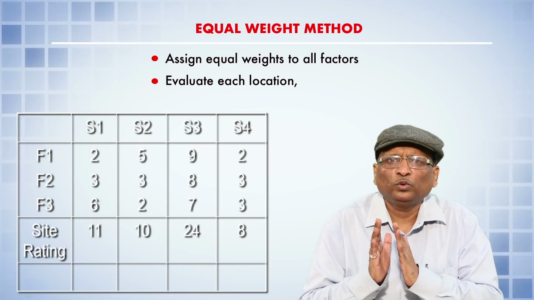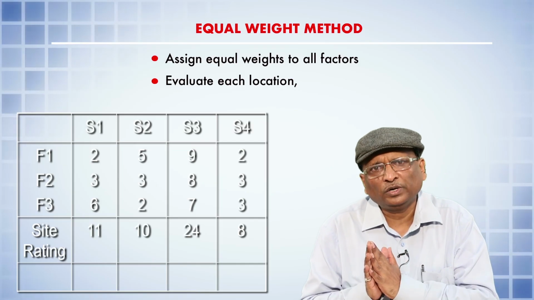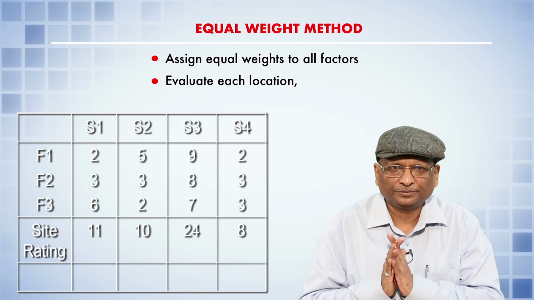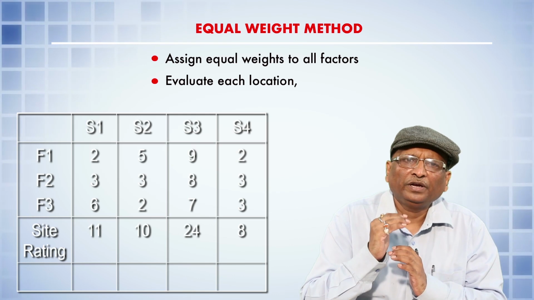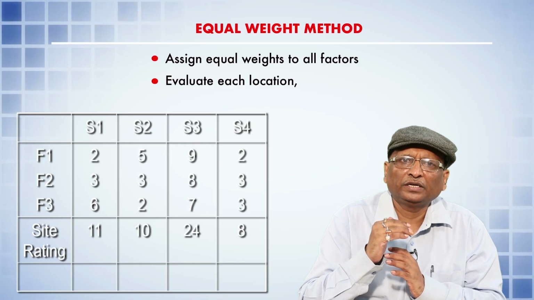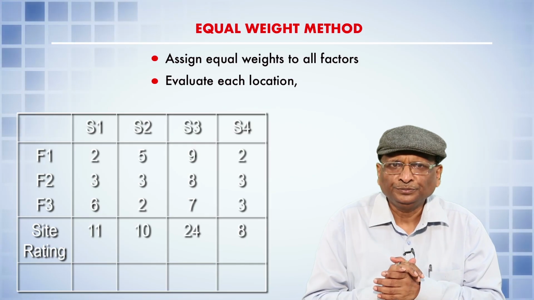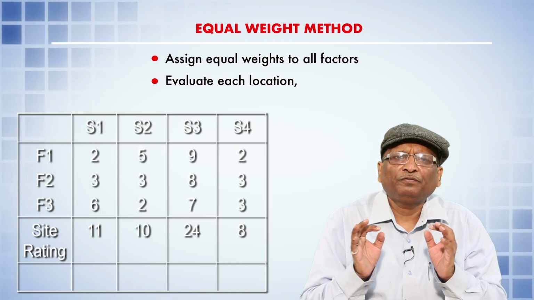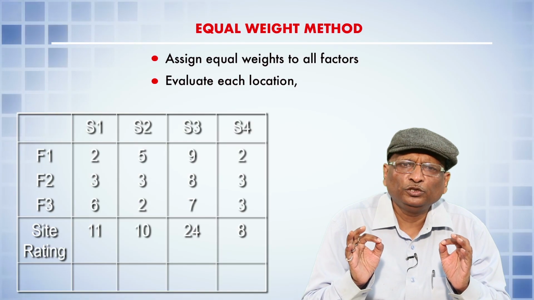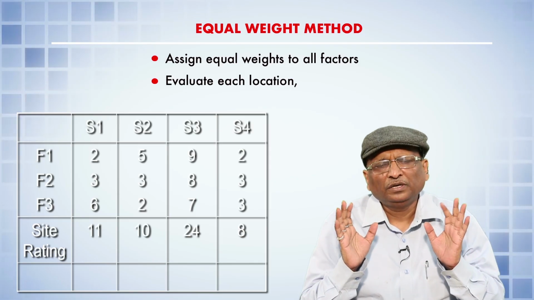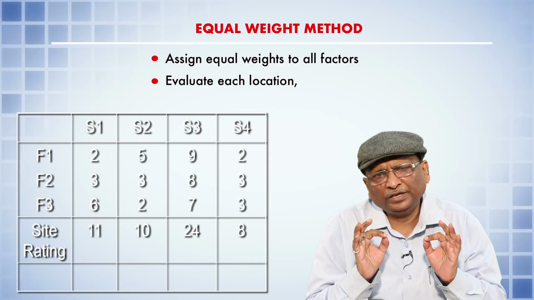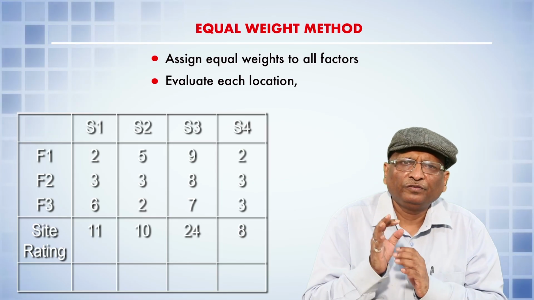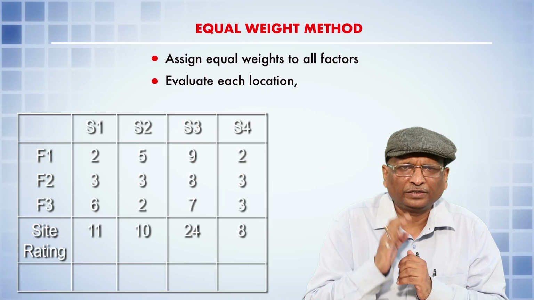S1, S2, S3 and S4 are the alternative location sites. F1, F2, F3 are the 3 factors. Now, what we have done, we have taken the scale from 0 to 10. Now, for each site, considering the factor, we have assigned the weight.